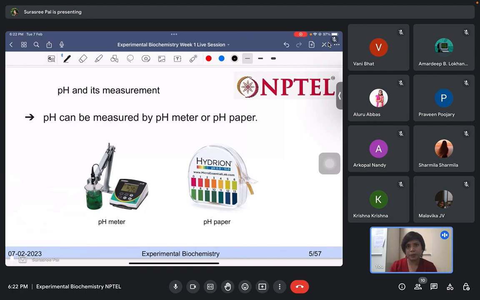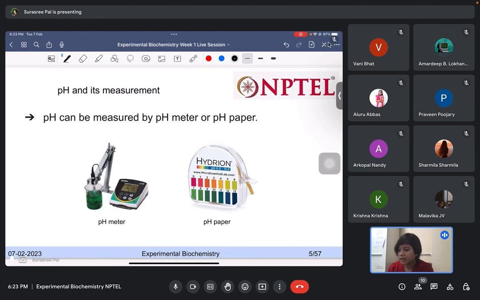But the pH paper is a paper which actually gives you a particular color in a particular pH solution, right? So if you take a drop of a particular solution and pour it on a small section of the pH strip, it will show you a particular color, and based on that color you will be able to approximately say what is the pH of that particular solution.